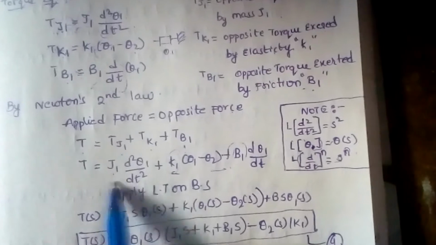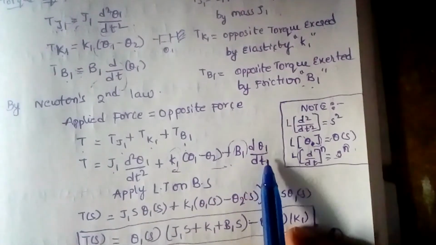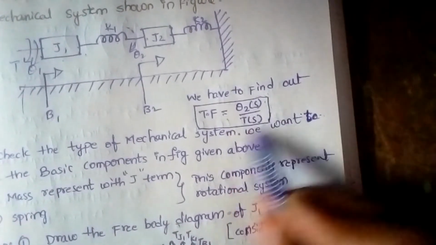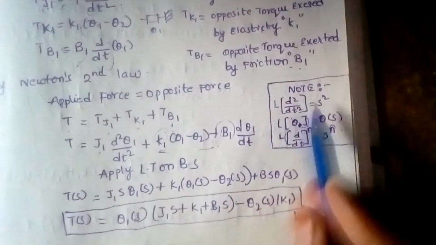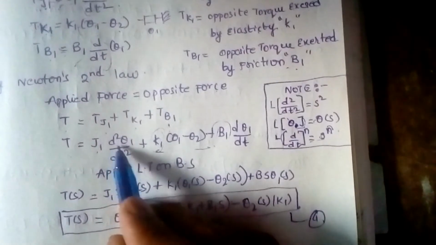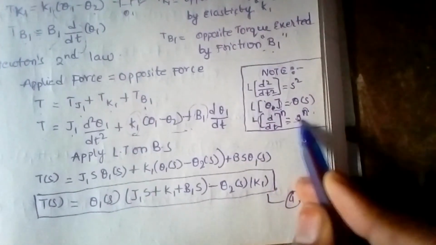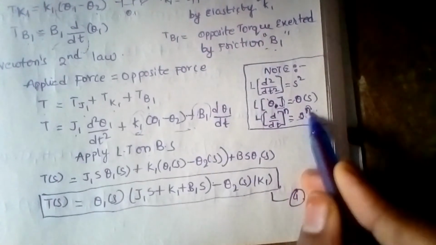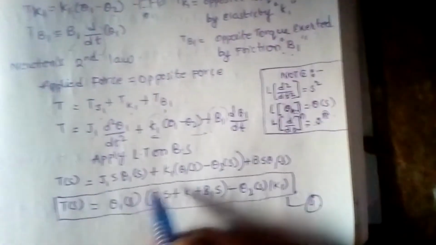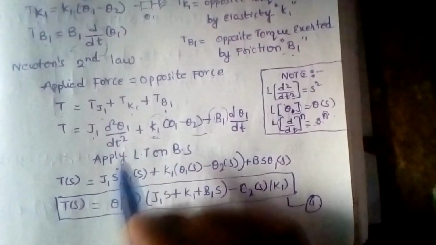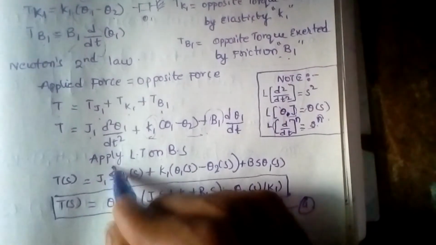So these are all in the main output order. Find out the transfer function in Laplace form. So applying Laplace on both sides, these are the main formulas you have to remember. Here (d by dt) whole power n means s power n. d square by dt square means s squared.